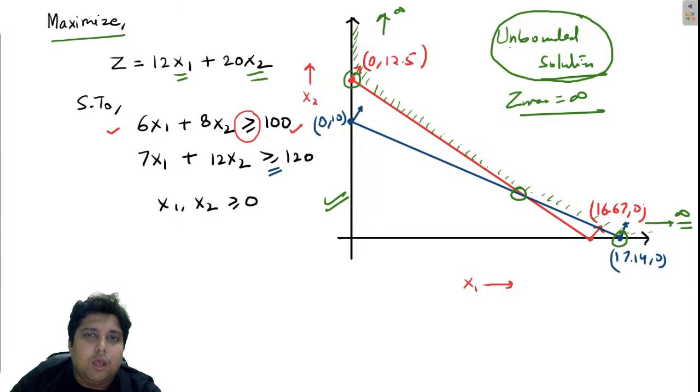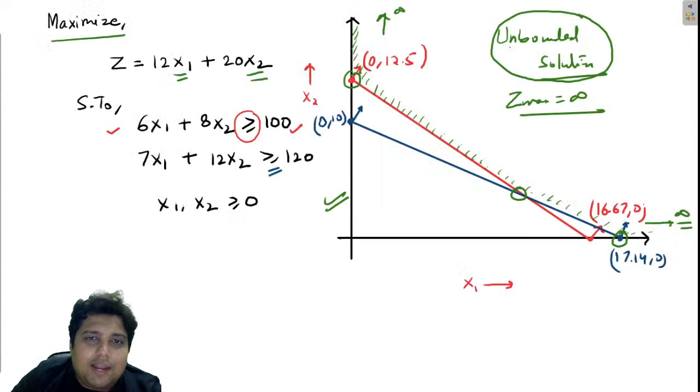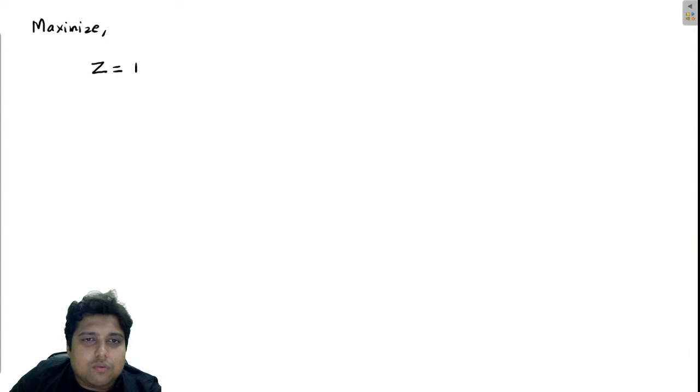So maximize z equal to 12x1 plus 20x2, 12x1 plus 20x2.